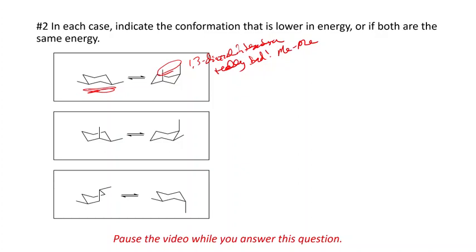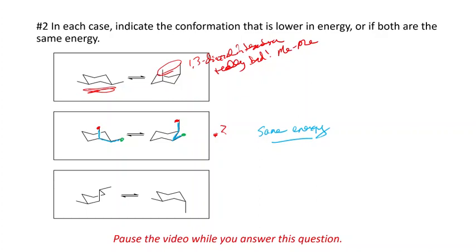Okay, what about this next one? There's no 1,3-diaxial interaction. There's an axial group in each case. There's an equatorial group in each case. What else can we say? There's one gauche interaction between those methyl groups, so that's the same. And in fact, these two are the same energy.